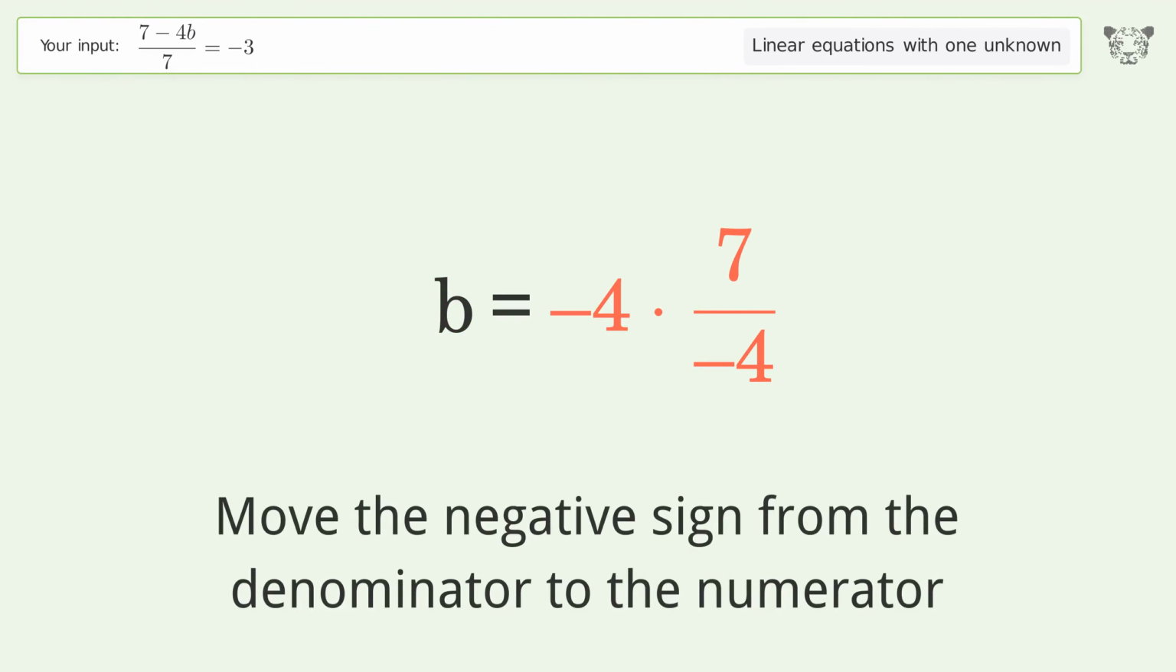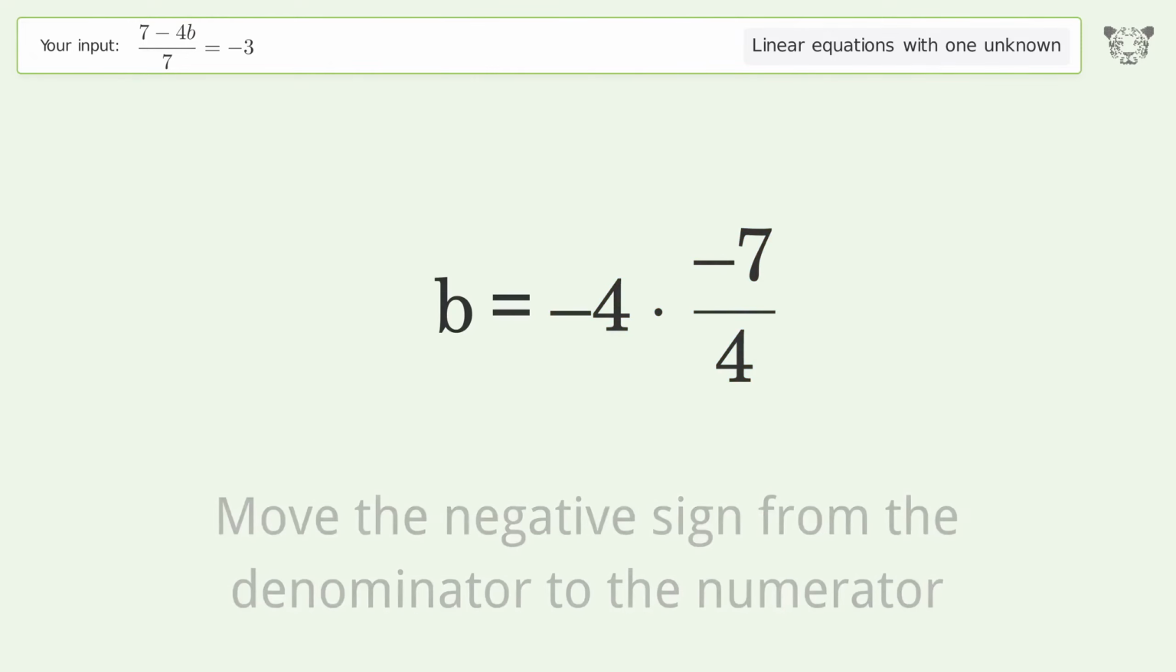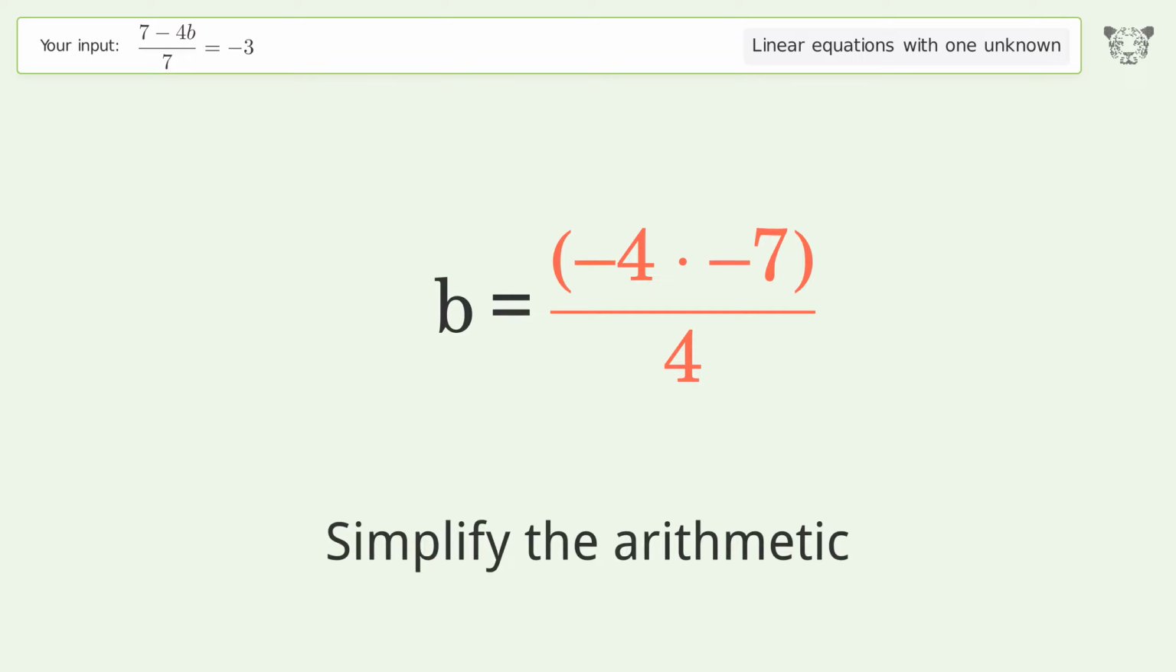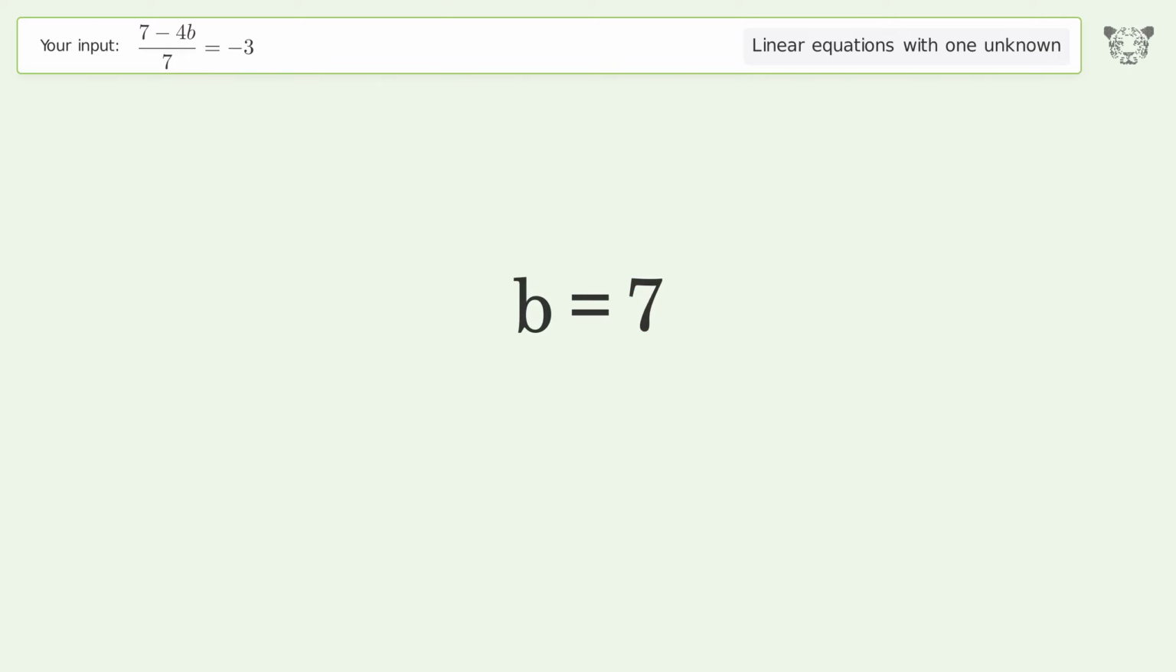Move the negative sign from the denominator to the numerator. Multiply the fractions. Simplify the arithmetic. And so the final result is b equals 7.